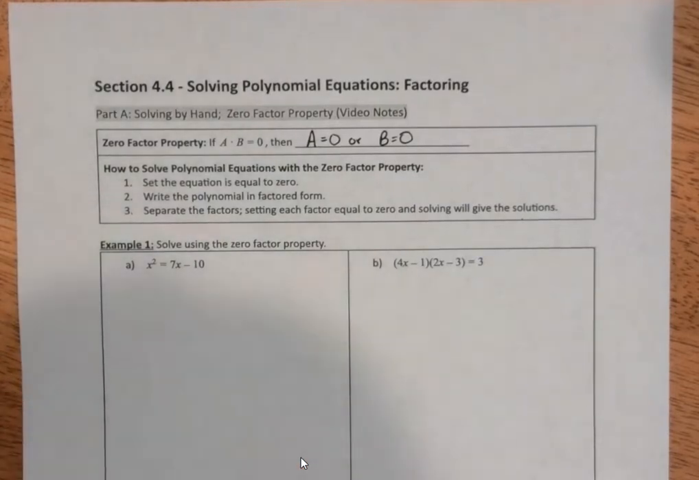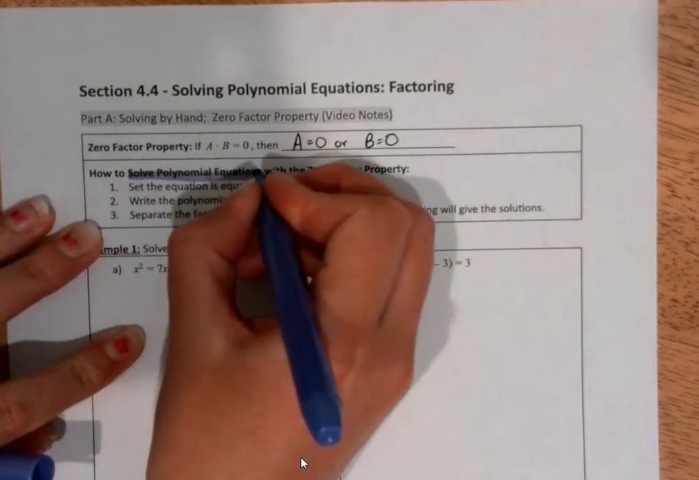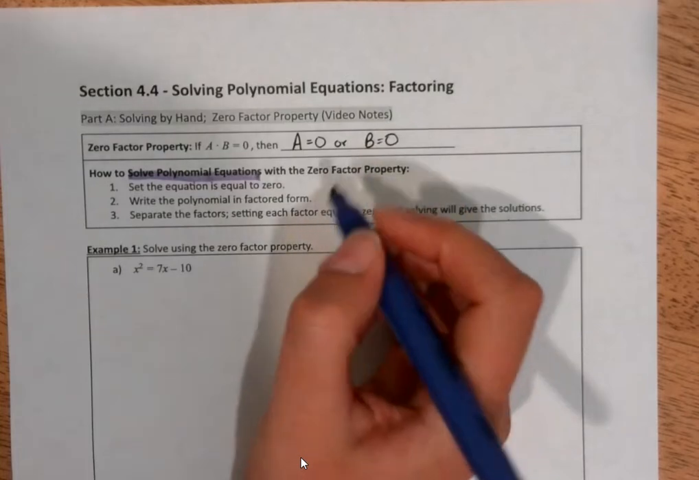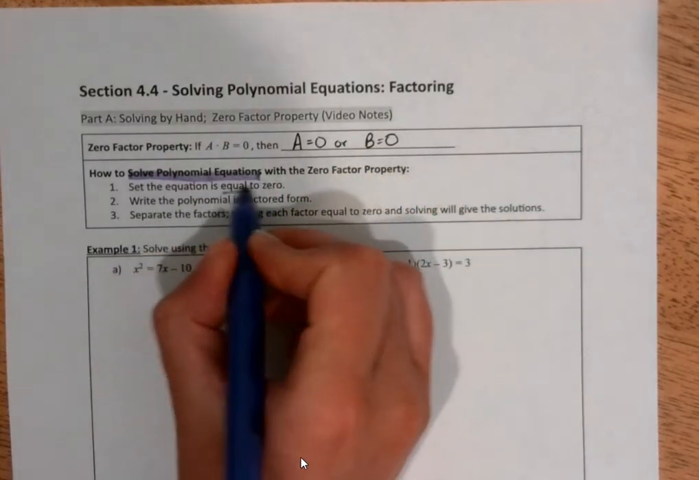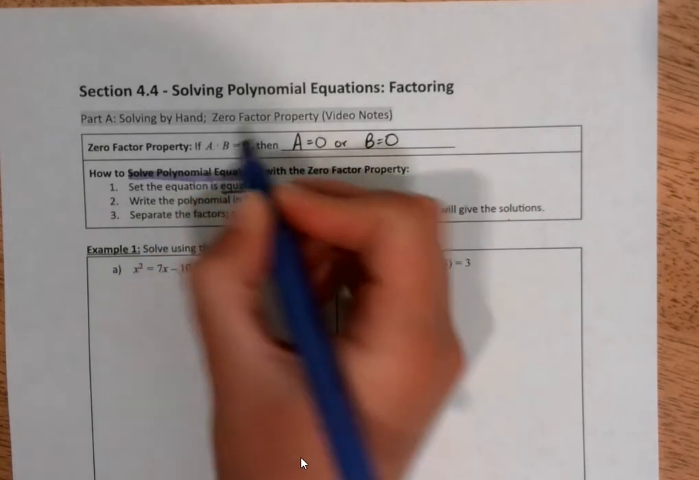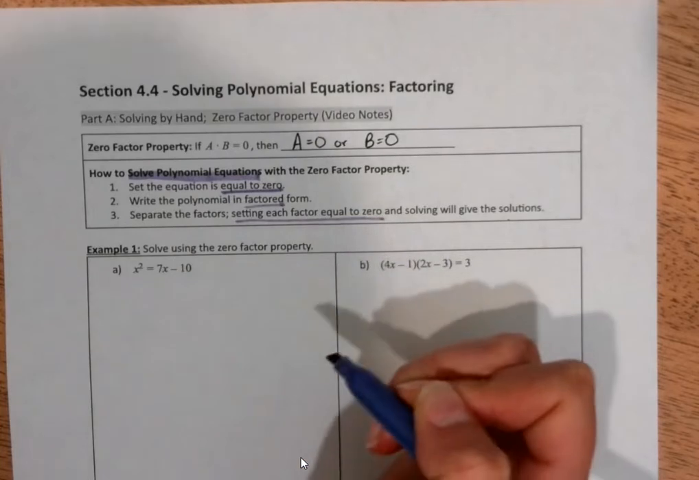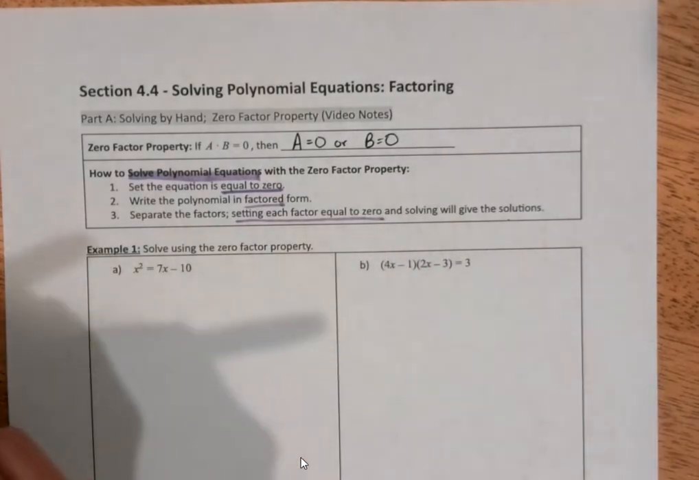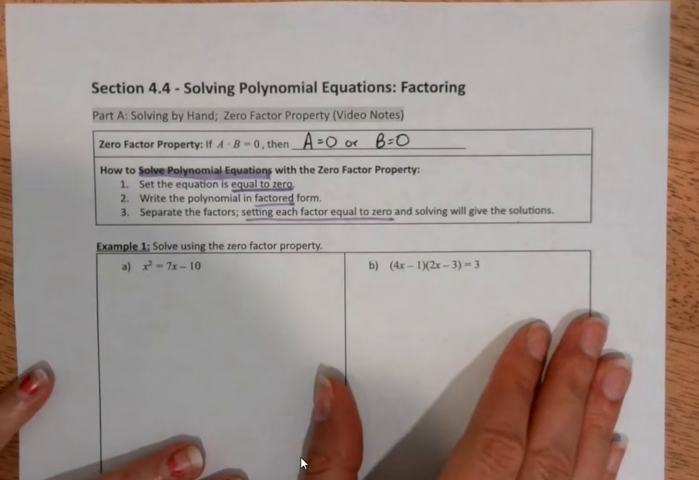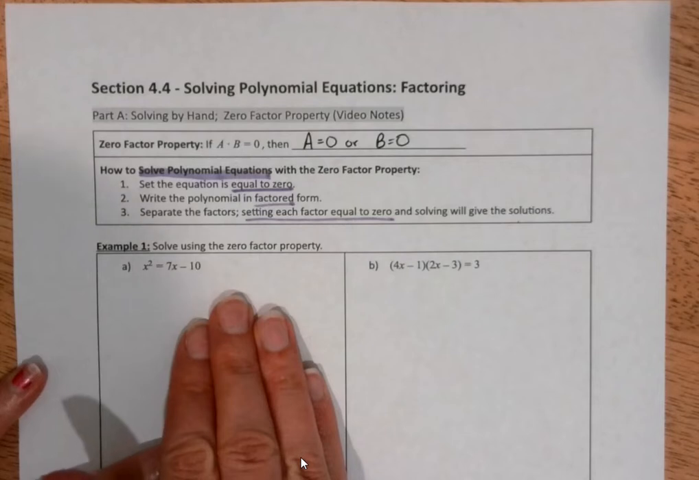So we use this property to solve a polynomial equation by factoring, because if the equation is set equal to 0 and we factor it, we're creating that product. Then we can separate the factors and set each factor equal to 0. Then we can solve those linear pieces and get our solutions. So we're going to look at two examples right here of the zero factor property. It's going to give us a chance to practice our factoring again as well.